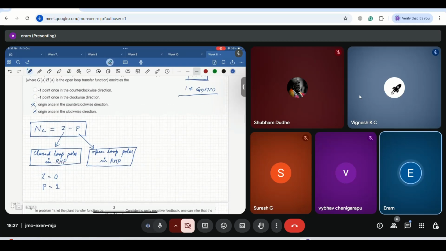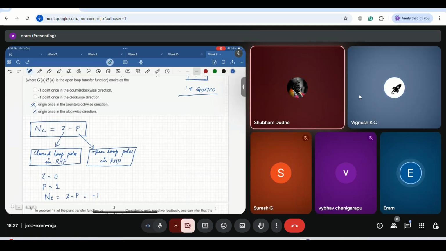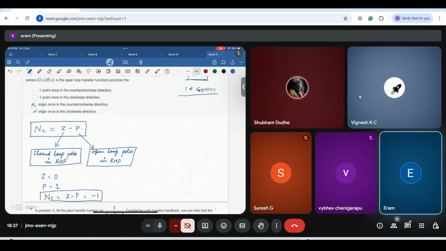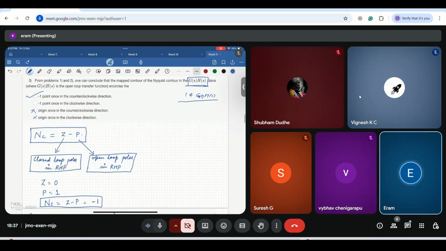Okay. Now calculate the number of encirclements. It is Z minus P, which is equal to minus 1. That means how many encirclements do we have? One encirclement, and in which direction? We have a negative sign, so that is the counterclockwise direction. So the correct answer is option A. Any doubt? Okay, then let's move forward.